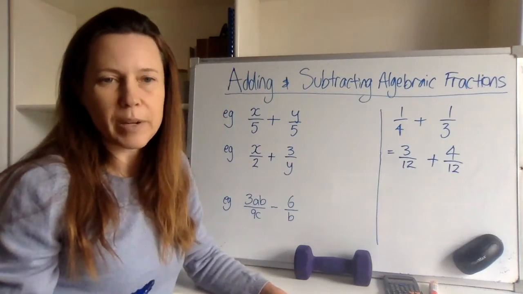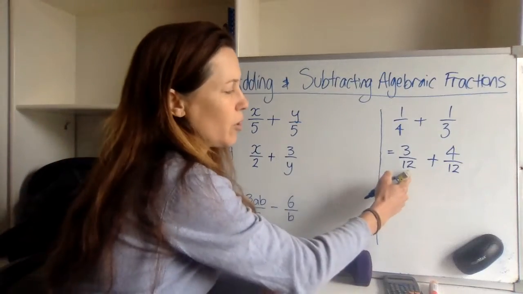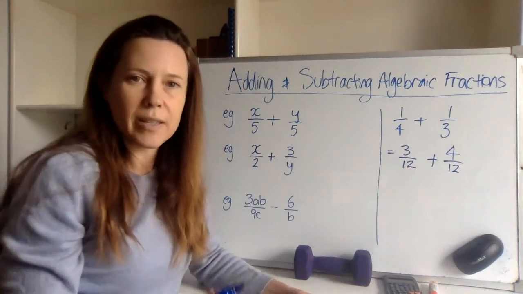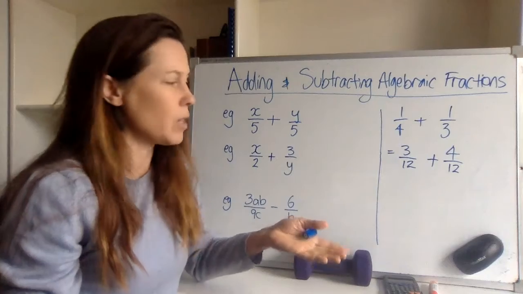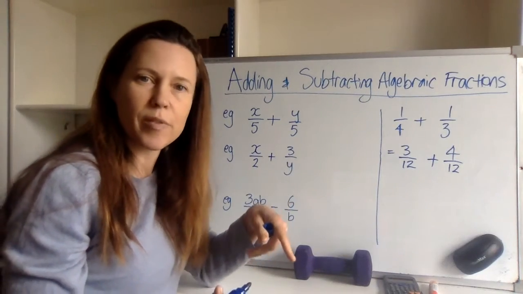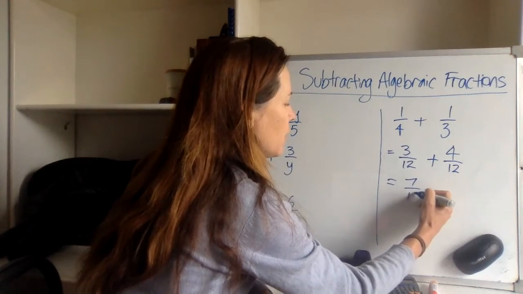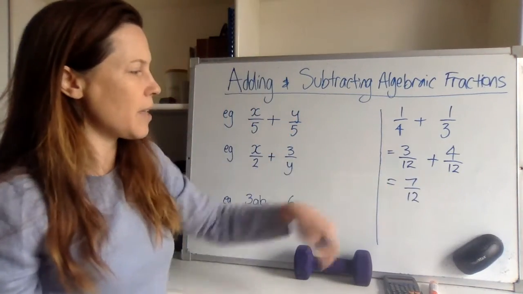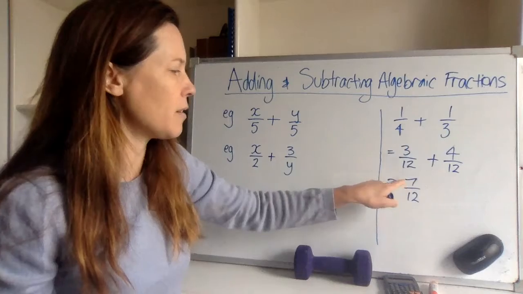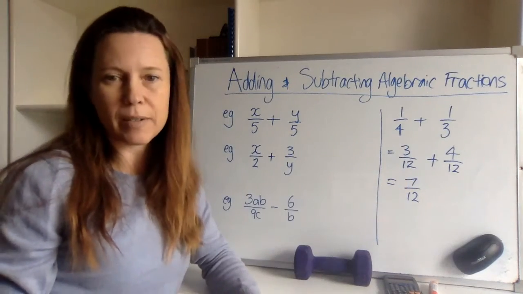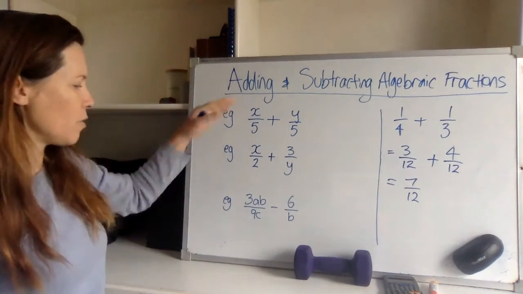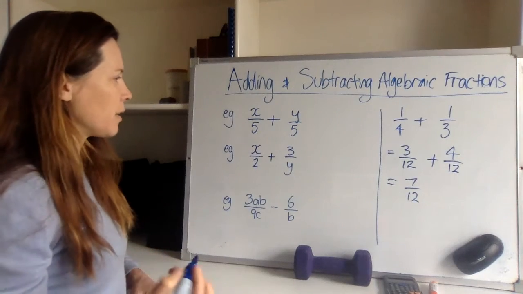Now I've got my common denominators. I can just say I've got 3 twelfths plus 4 twelfths. It's like you're saying, how many twelfths have I got? Well, I've got 3 of them, plus another 4 of them. I've got 7 of them. So the steps there: make the common denominators, and then we need to add the numerators together while keeping the same denominator. So over here, we've got a range of questions that get increasingly a little bit more tricky.